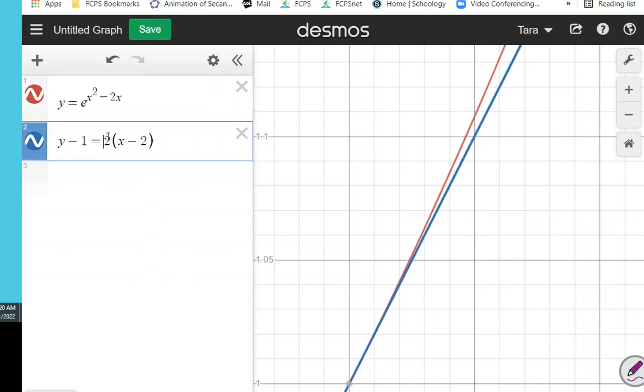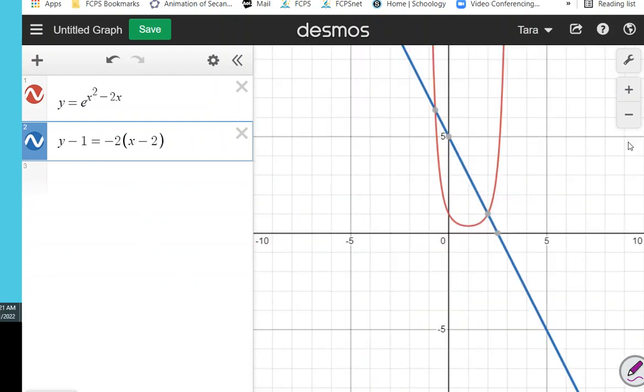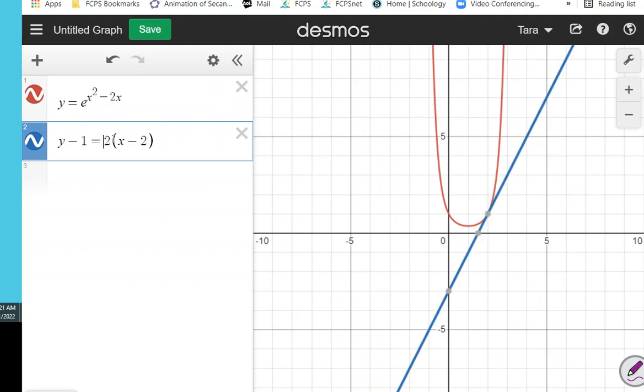So let's say you did mess something up and you did something like that, you'd know that wasn't right. That's definitely not a tangent line. That line is crossing that curve in lots of places. Maybe this is wrong.